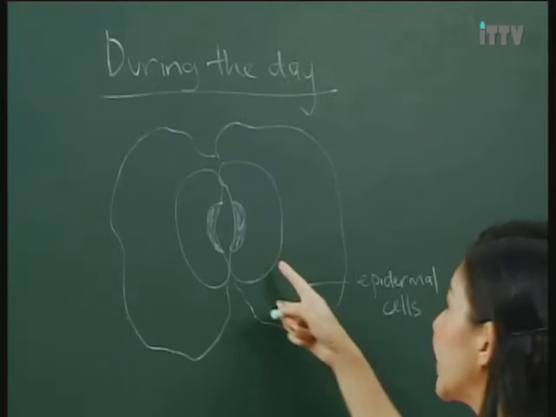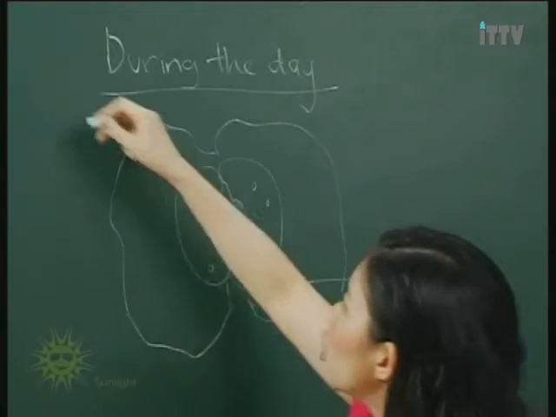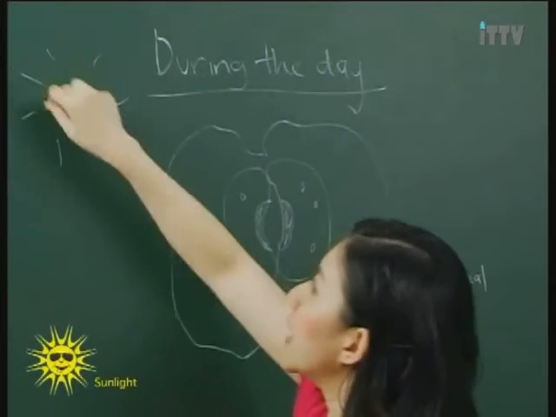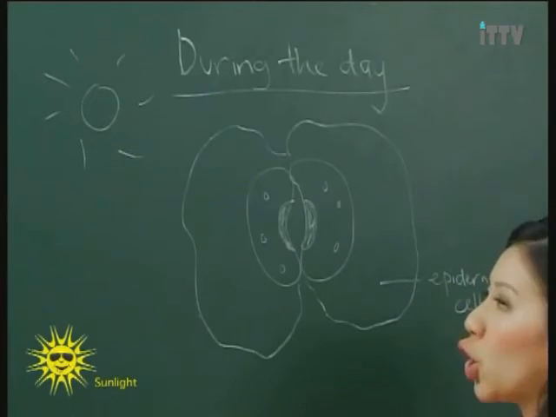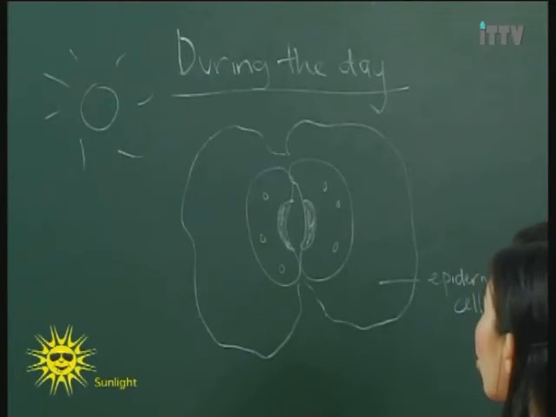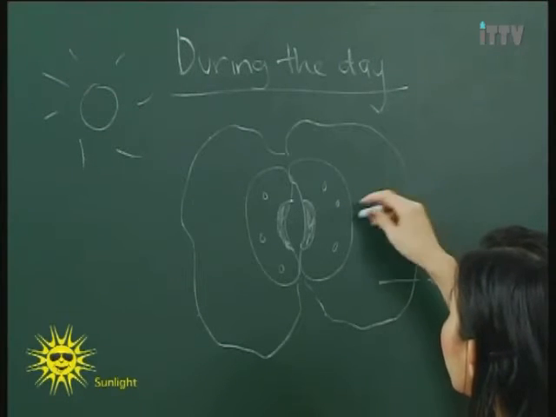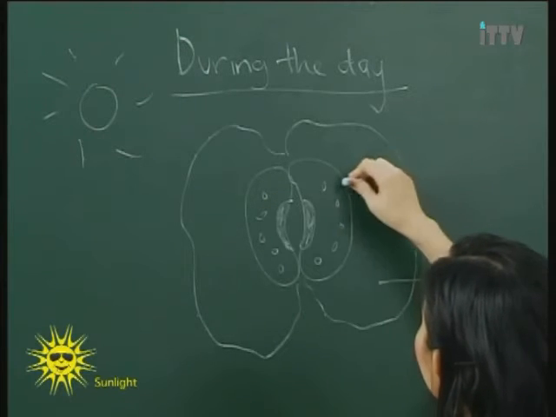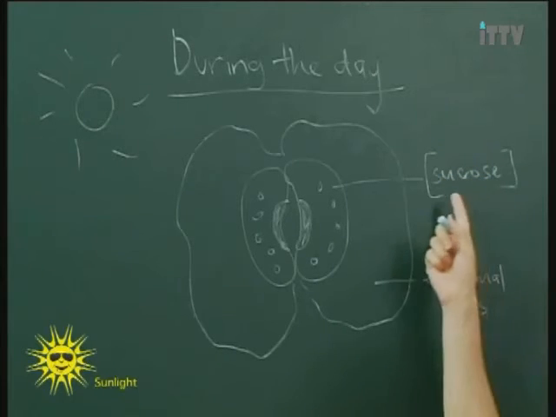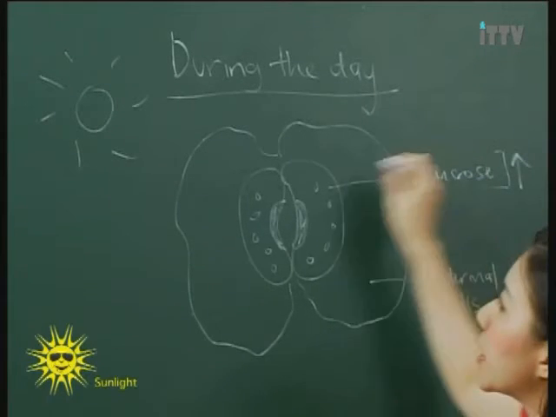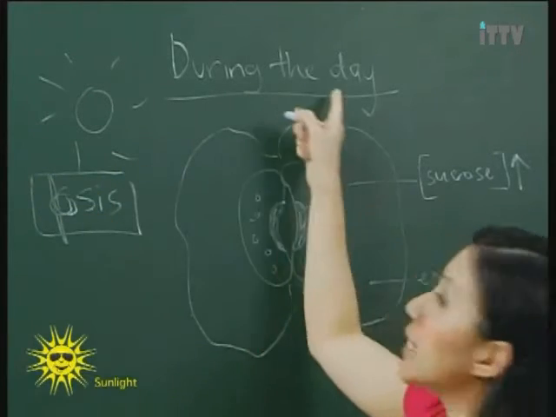So in the guard cells, they are rich of chloroplasts and nucleus. During the day, there is sunlight, so of course photosynthesis can happen in the guard cells. Generally, there will be a lot of sucrose being formed, and the sucrose would actually accumulate here. So sucrose concentration, this is my short form, increases because there is photosynthesis that happens. Okay, photosynthesis happens during the day.